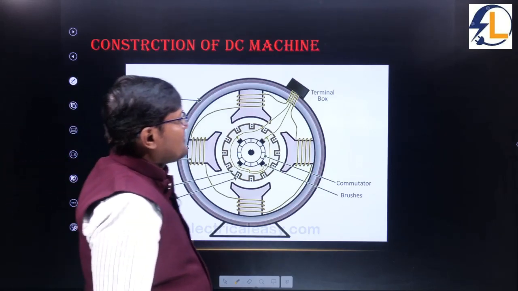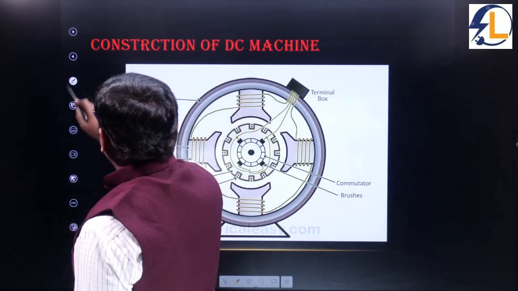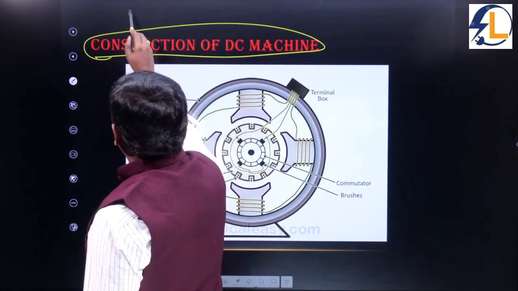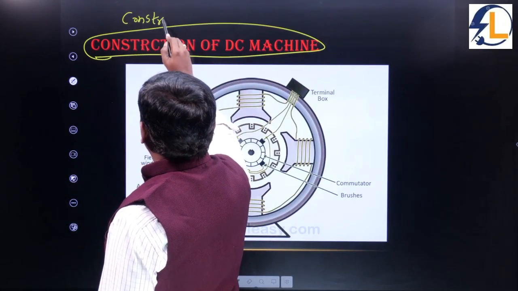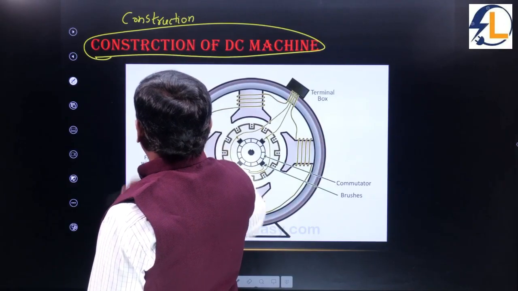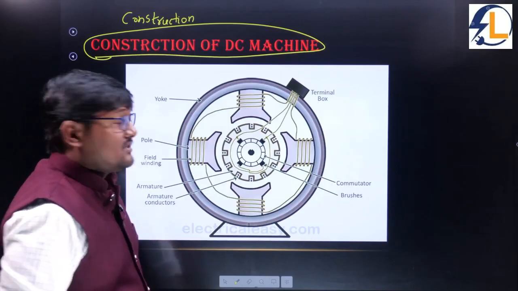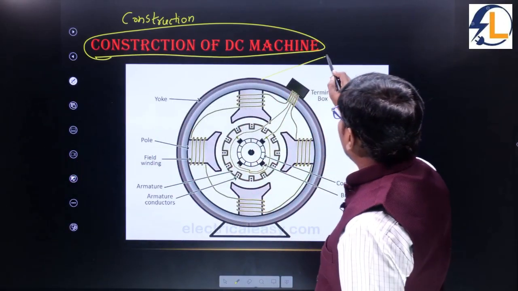So now coming to the construction of a DC machine. This is called the construction of a DC machine. What are the major parts in the construction? This part is called the yoke.